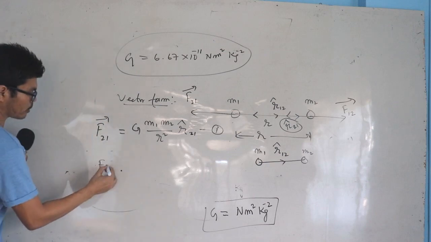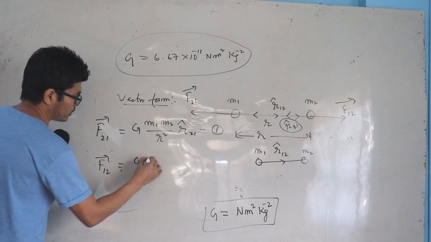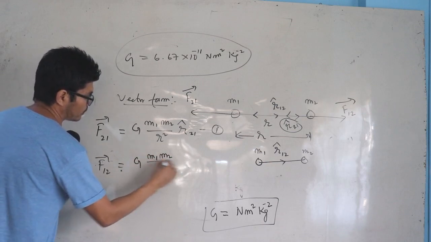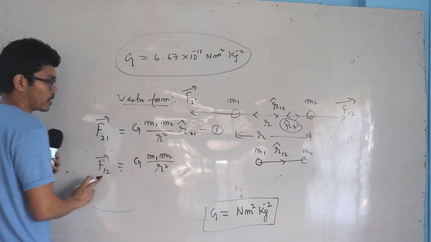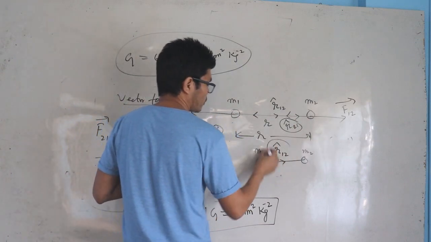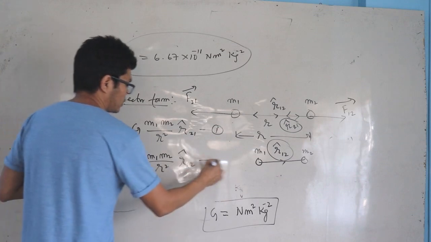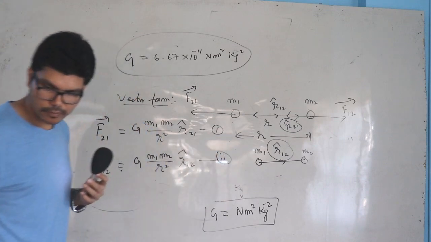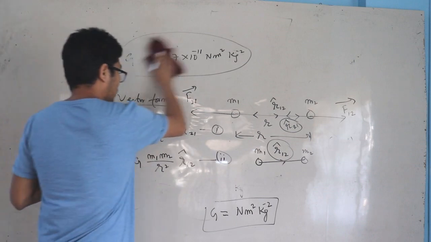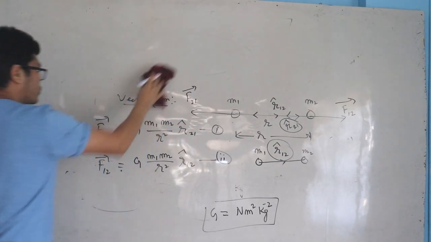And similarly, you can write the other one, F12. F12 is equal to G m1 m2 divided by r square, in the same direction as F12. The unit vector in the same direction as F12 is nothing but your r12 cap, or r12 hat. So this is equation number 2. Any one of the two equations, 1 or 2, will represent the law of gravitation in vector form.